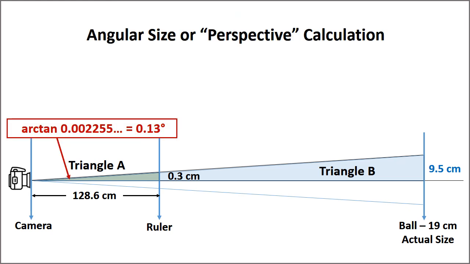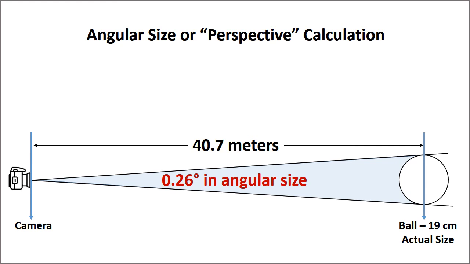Now I can take one more step and calculate the angular size of that ball, and we can actually call this the perspective calculation, because what I'm going to determine is how big would that ball appear to be at that distance. It is a very simple calculation. All I need to do is take the arctangent of 0.002255 and I get an answer of 0.13 degrees. So I know that from 40.7 meters away, that ball will appear to be about 0.26 degrees in angular size, or just a little bit over a quarter of a degree.